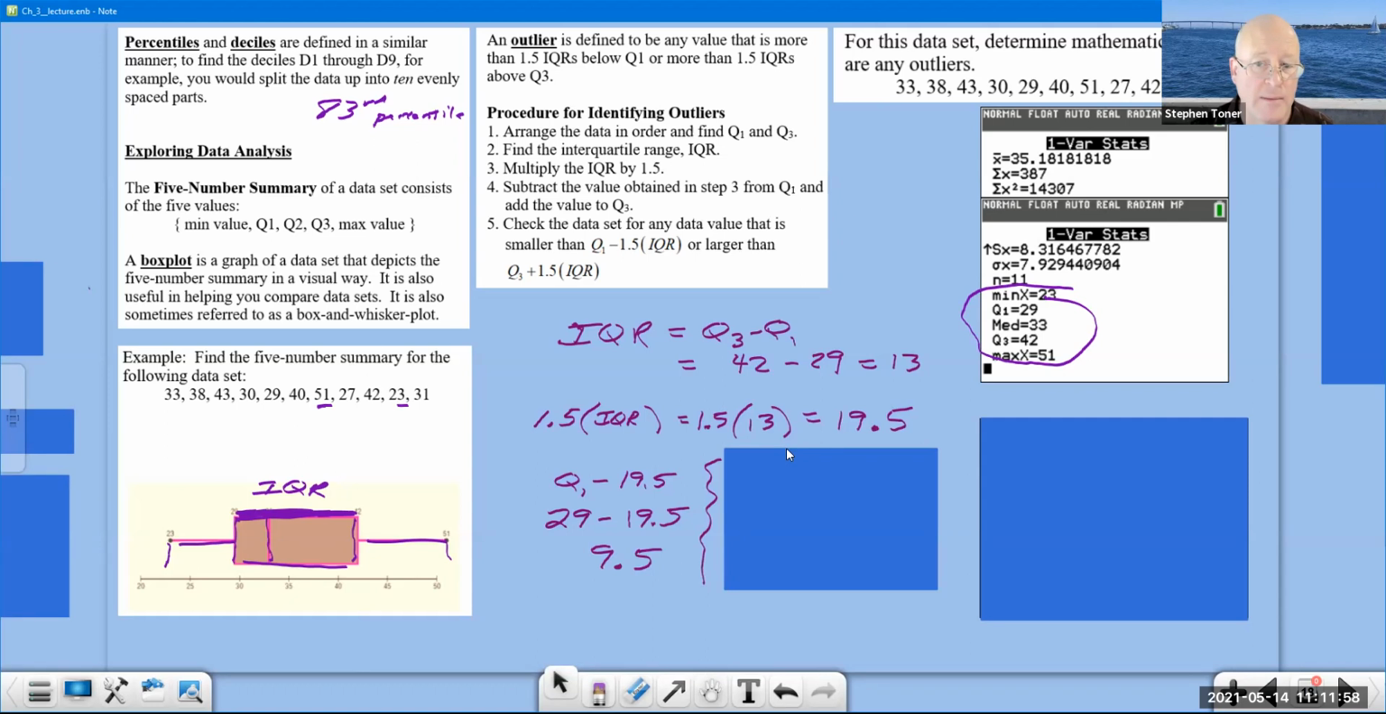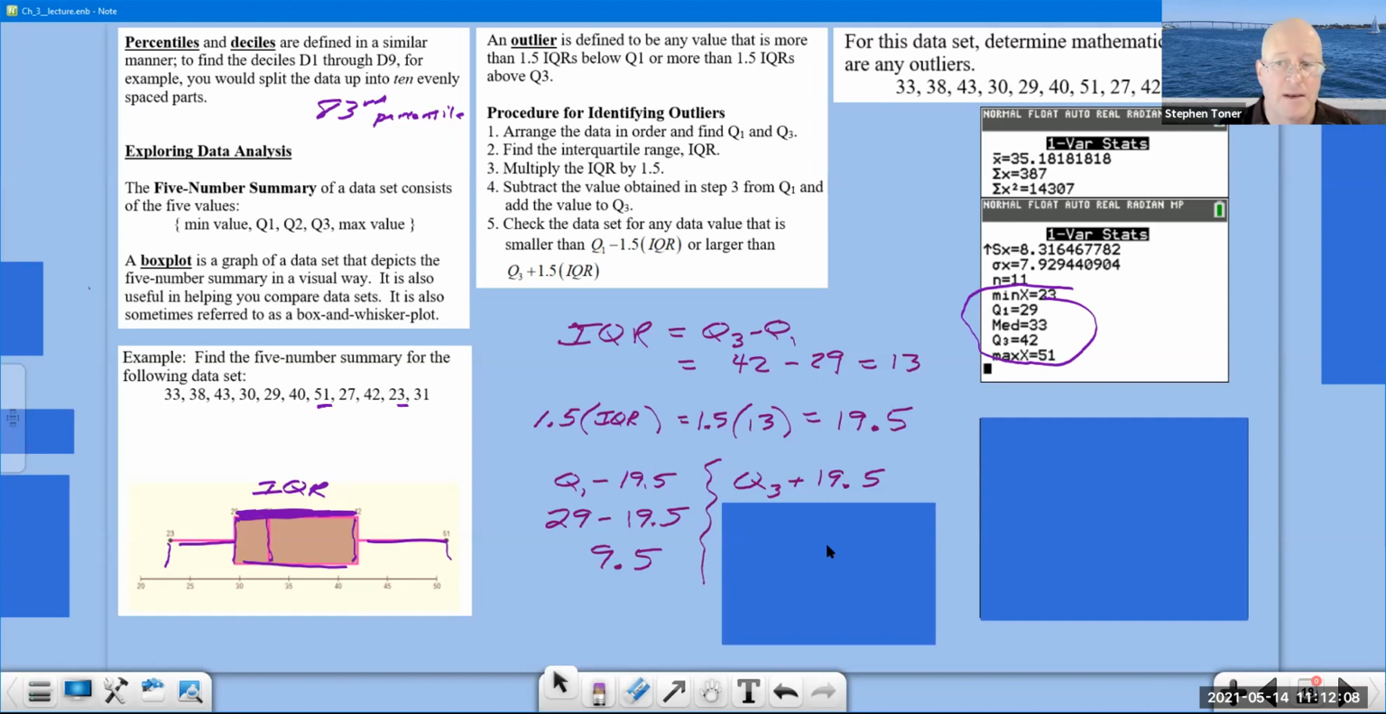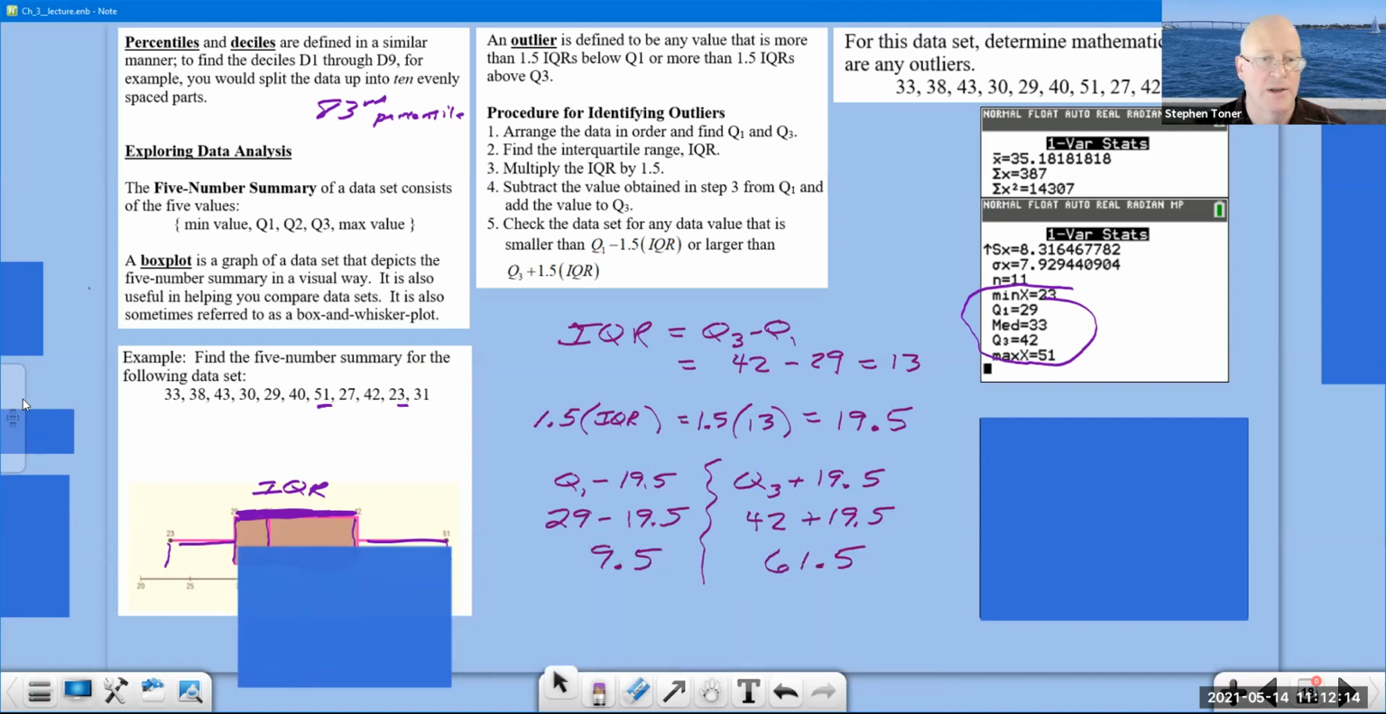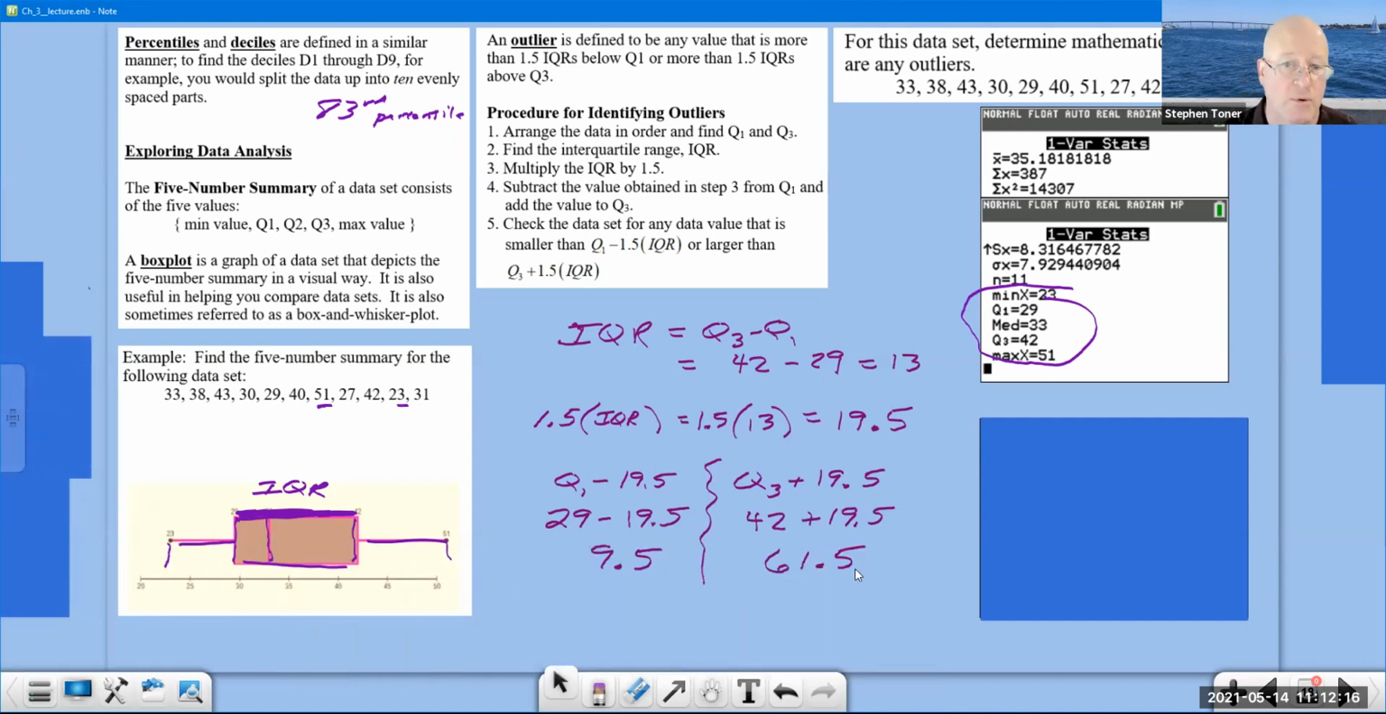Then I'm going to take the second part and look at Q3 plus this 1.5 IQRs, Q3 plus this 19.5. Now Q3 was 42, as you see over here, and when you add those on, you get to 61.5.